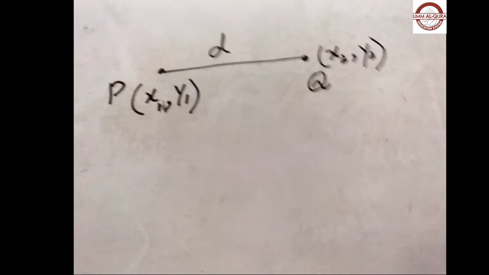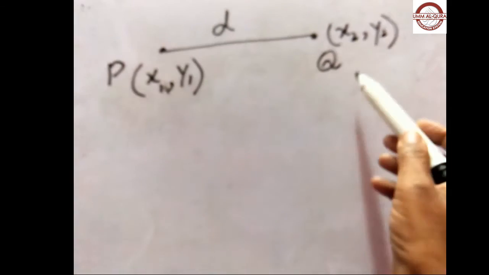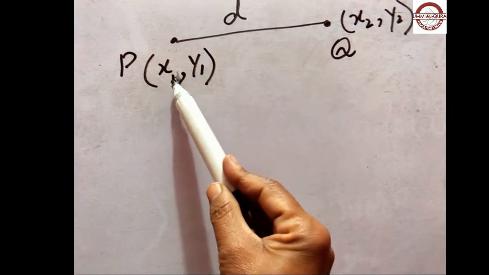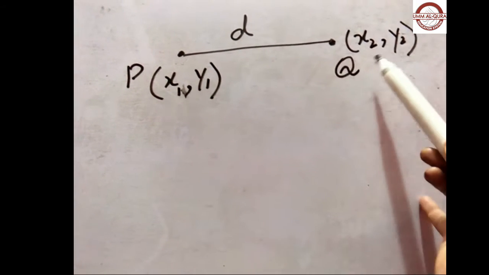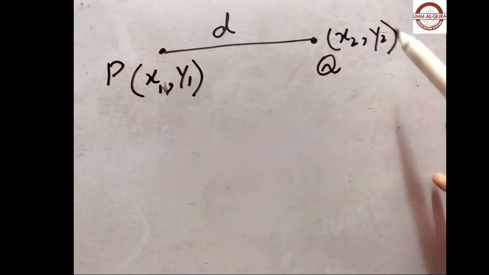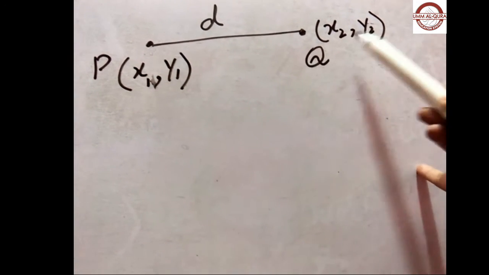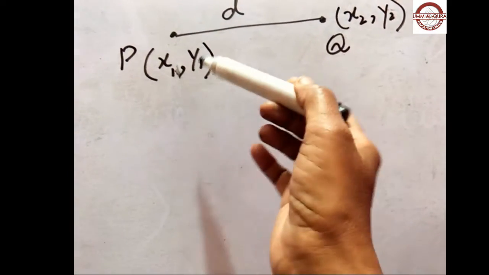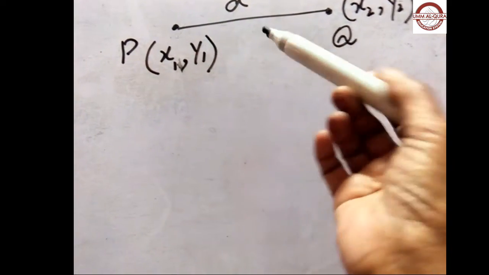Okay, understood? These are 2 points P and Q. Point P has 2 coordinates x1 and y1. Point Q also has 2 coordinates x2 and y2. They are the names of coordinates. These names are for specification.